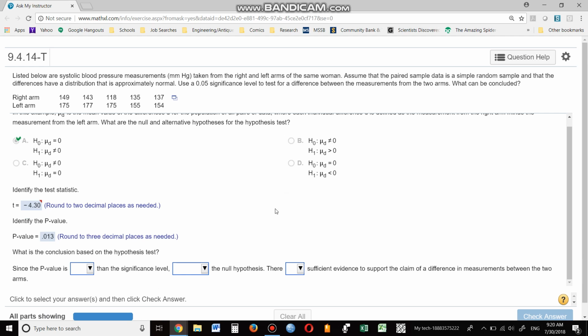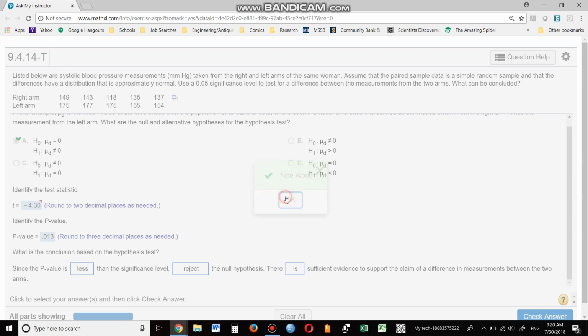So what is the decision? Well, alpha 0.05, p-value is smaller than alpha. Therefore, since p-value is less than the significance level, I am going to reject the null. There is sufficient evidence to support the claim.